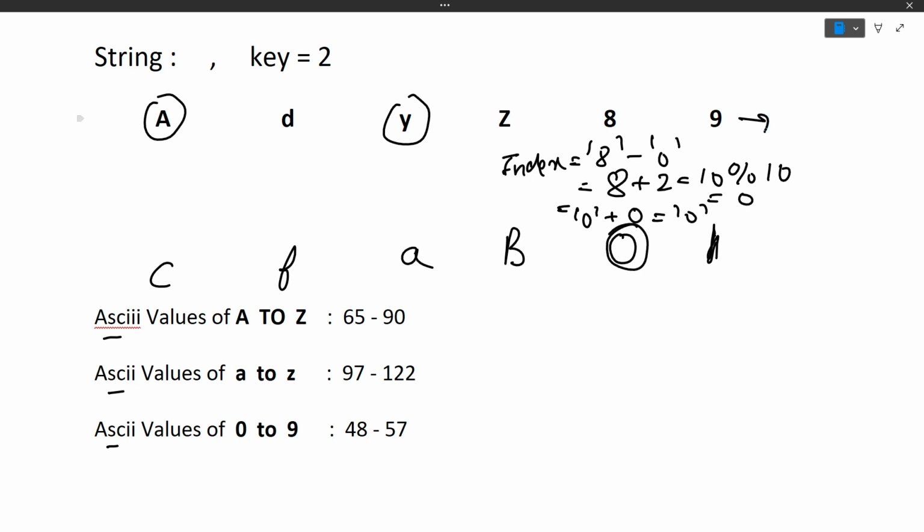Similar was the case with 9 also. There is just one difference: in characters from 0 to 9, we will do mod of 10 because the total number of characters from 0 to 9 is 10. But in case of lowercase and uppercase alphabets, we will do mod of 26 because the total alphabets in those ranges are 26. So I hope now the approach of this question is clear to you, how you need to do it step by step and what exactly is happening at each iteration.